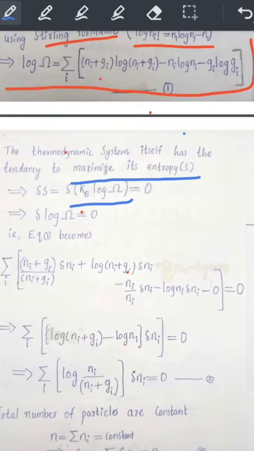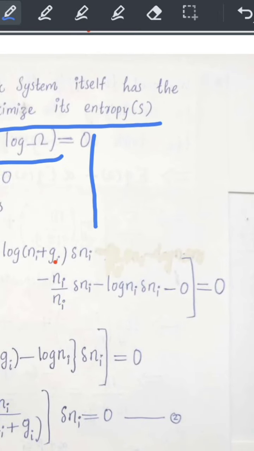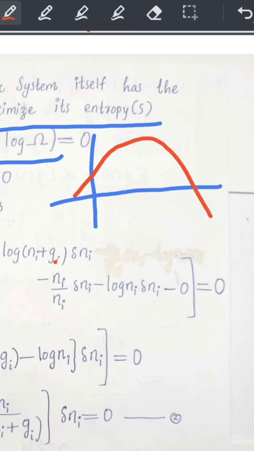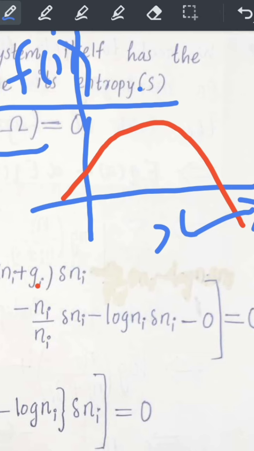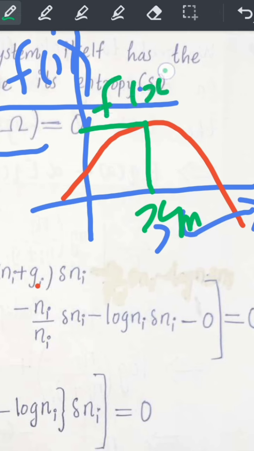And I think you already know that for a function from your plus two classes, suppose we have some function, here it is f of x and here it is x. So from this graph you can see that the maximum of this function is at this point. This point has the maximum value of the function. So for this value of x maximum, you get the value f of x maximum.